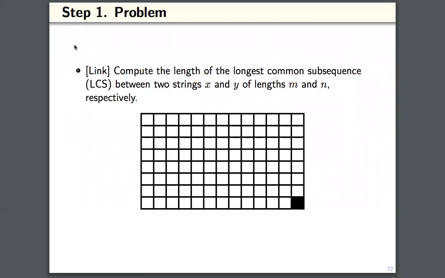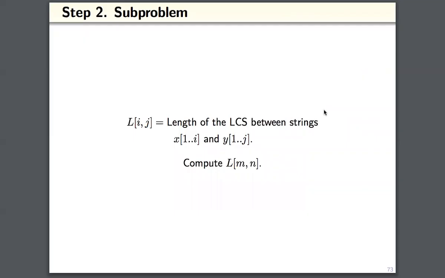Okay, so let's start. This is our problem, and this is the DP table that we want to construct. So we will see the subproblem. L of i,j is the length of the longest common subsequence between strings x of 1 to i and y of 1 to j. The first i characters of the first string, the first j characters of the second string.